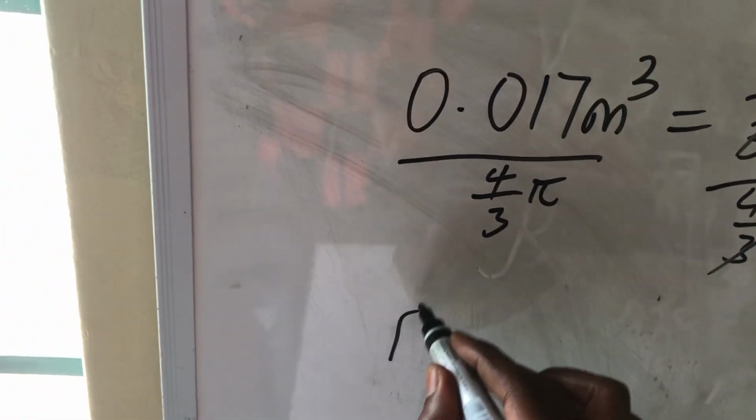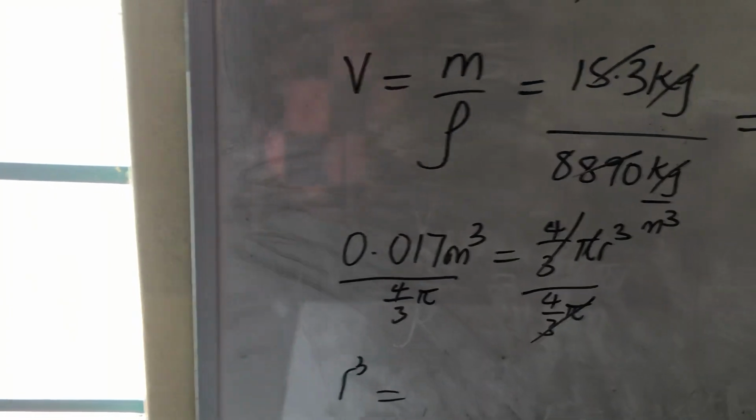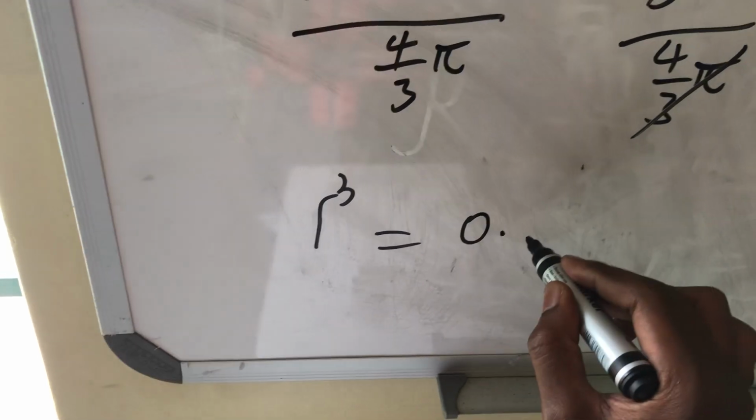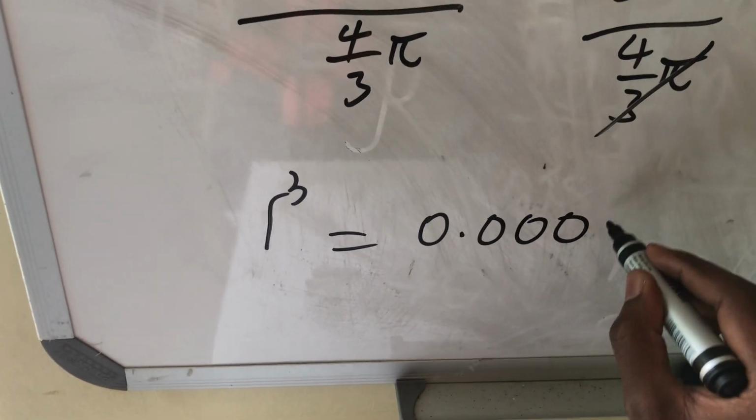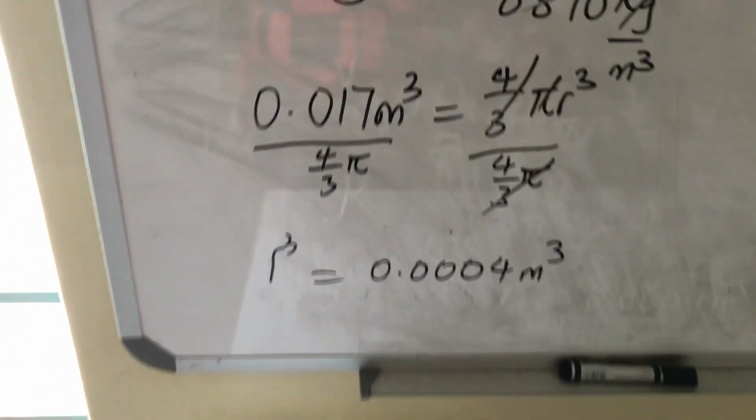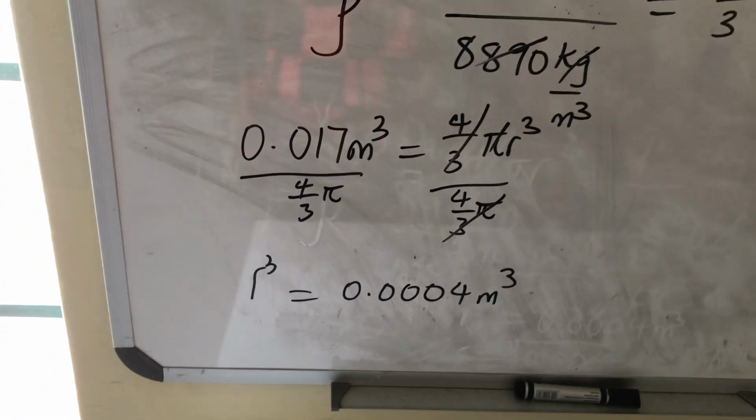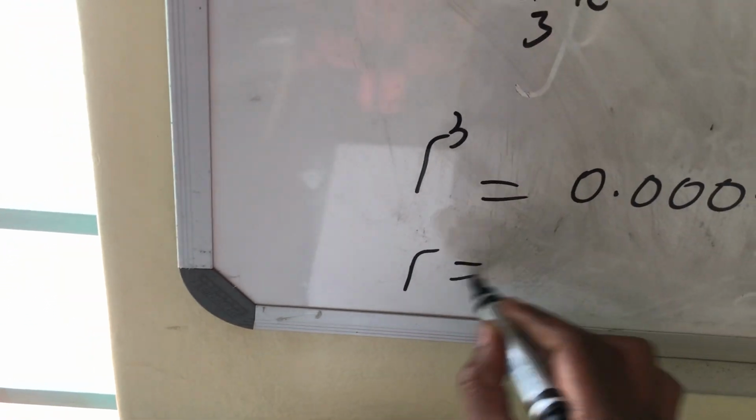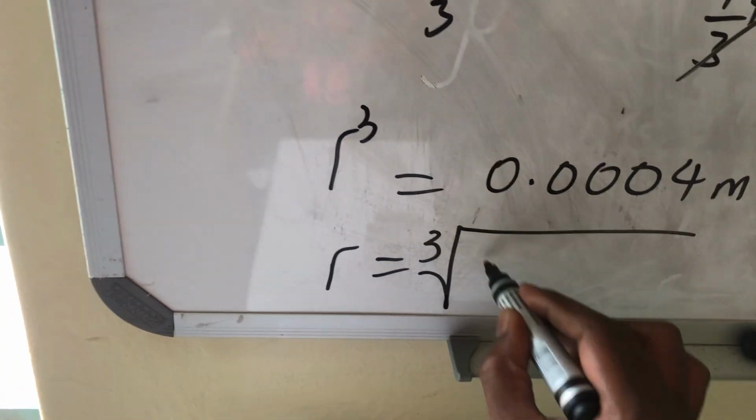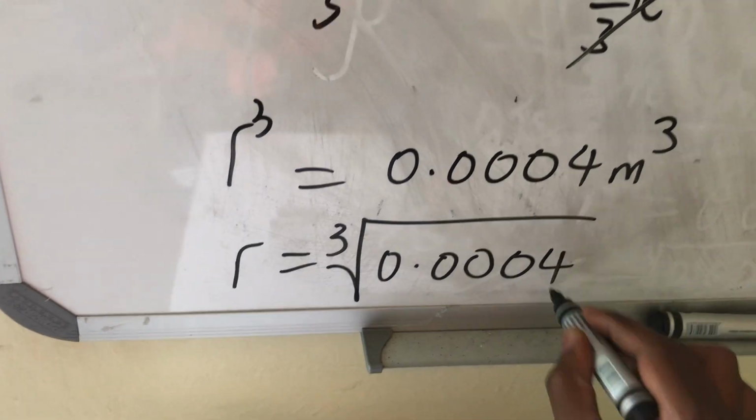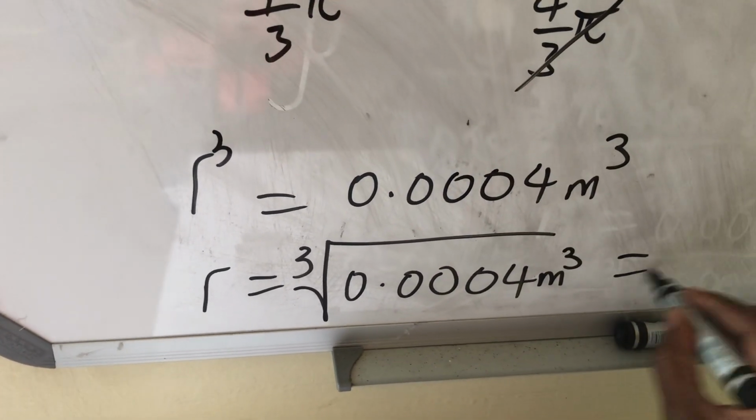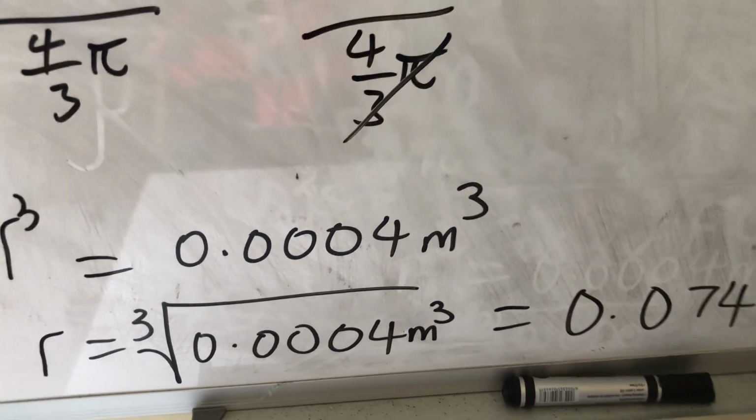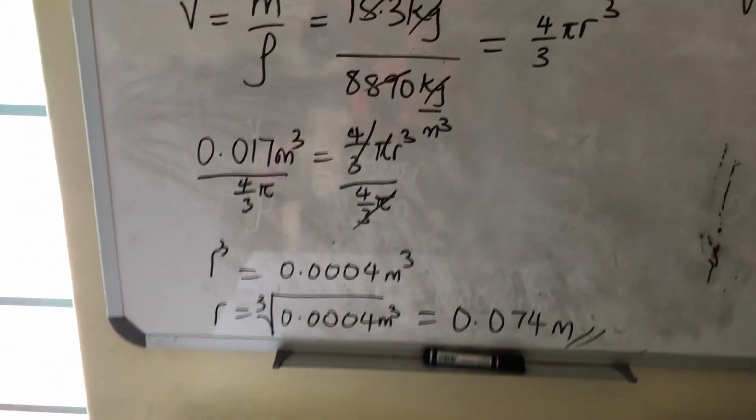I'll have the value of r cubed being equal to what? If I punch that on my calculator, I'm getting something like this. Please redo this, because I'm using the calculator on my phone. I'm not quite sure. So this is our r cubed, but the question wants us to calculate the value of r, so we take the cube root. So r is going to be the cube root of 0.0004 cubic meters, and that will give you what? According to what I'm getting here, it's 0.074 meters. So this now is going to be your r.